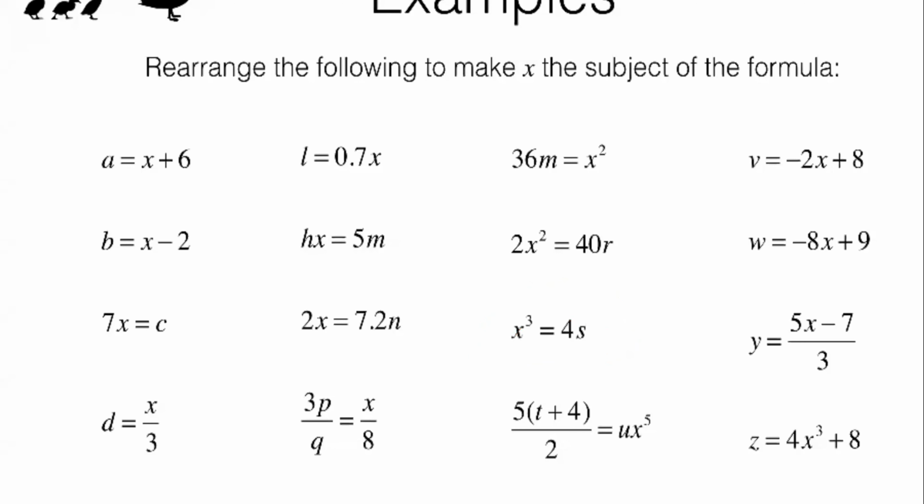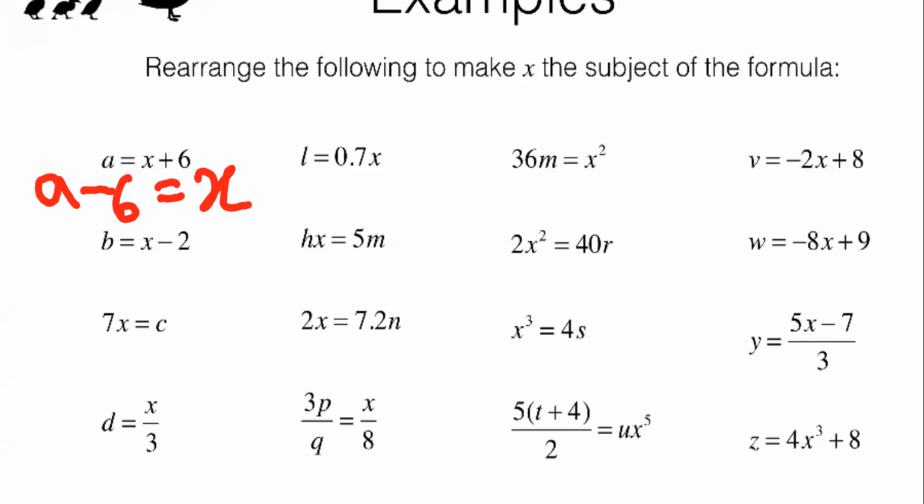Now, first one is given a equal x plus 6. We need to make x the subject of the formula. To do that, you have to remove the plus 6 from this side. If you need to remove a positive term, you have to carry it to the other side and make it a negative term. Then you get x equal a minus 6. Okay, now we'll go to the next one.